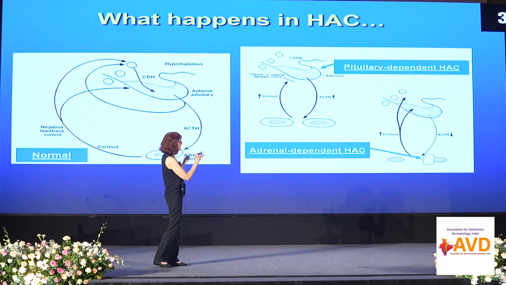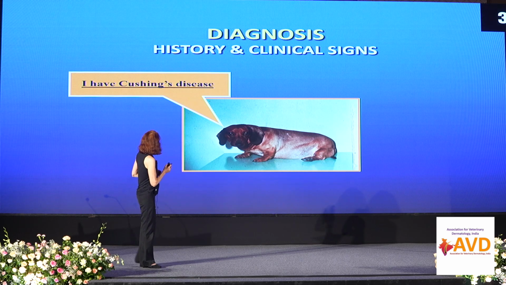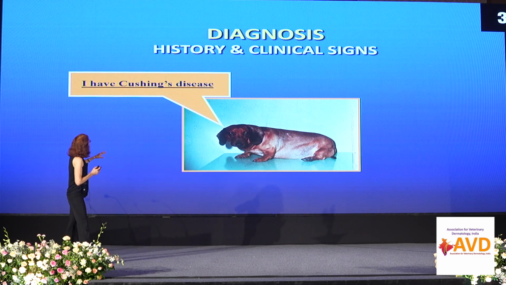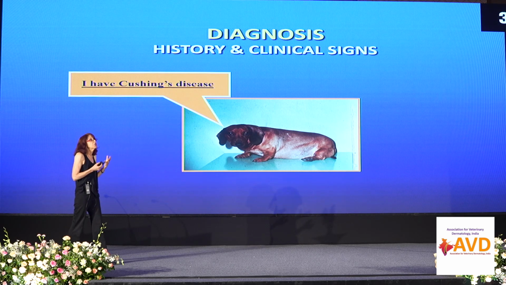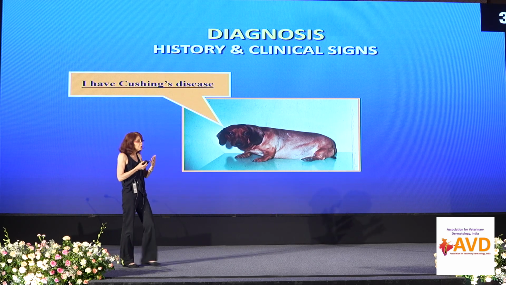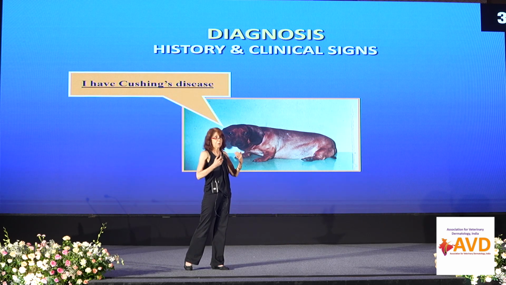So that's the difference between these two causes of Cushing's. And again, I mentioned it's a clinical disease. The changes on the skin and also the clinical signs, more than hypothyroidism, the dog tells us, I have Cushing's disease.